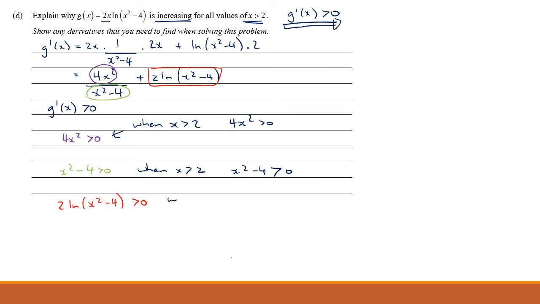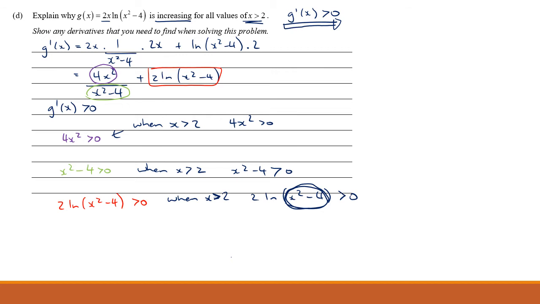And again, when x equals 2, 2 times log of x squared minus 4, log of 0, does it even exist? No, it doesn't. So hopefully you guys are following me on that. But now when x is greater than 2, that is going to be positive. 2 lots of a positive number is going to be greater than 0.